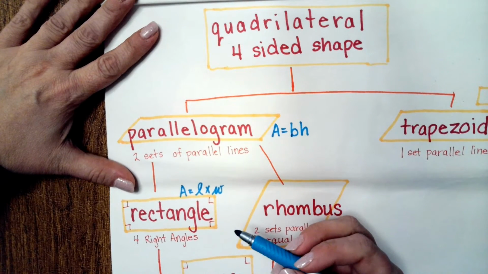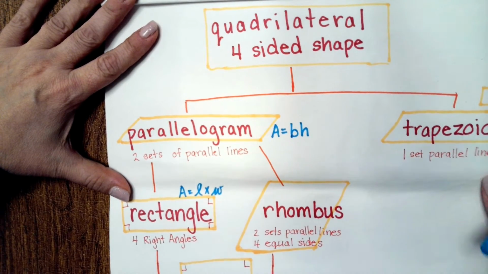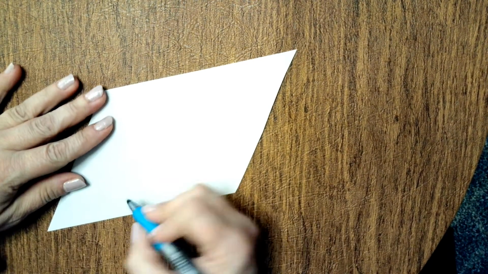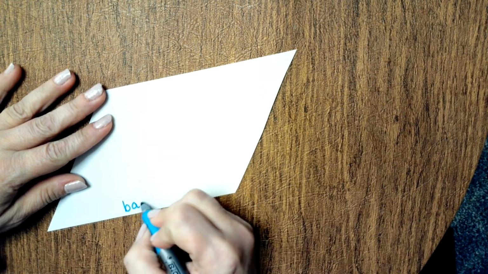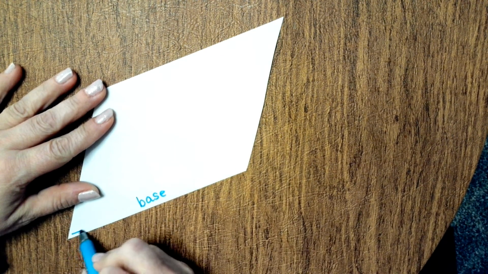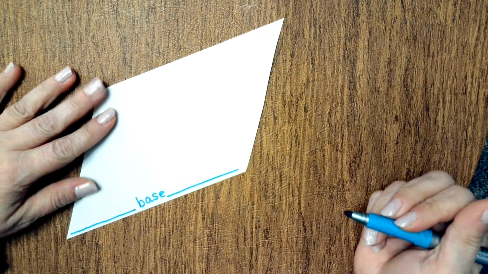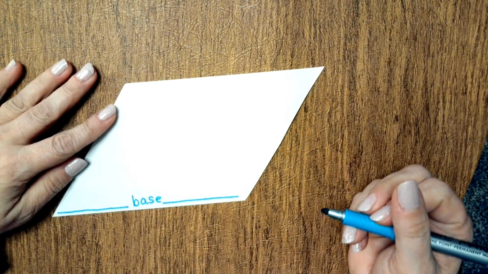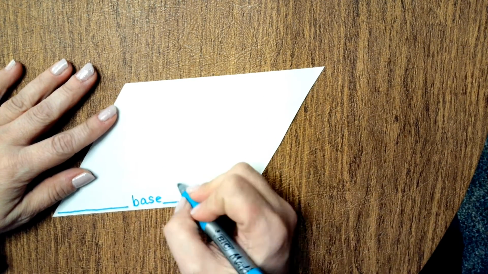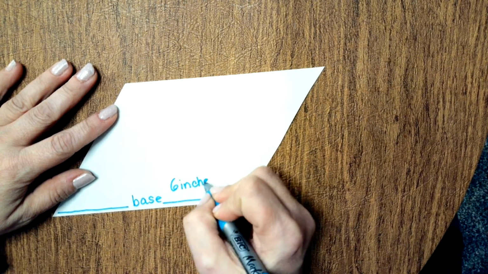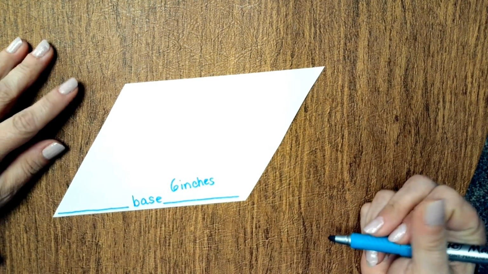Now let's talk about what this formula means. You can set your shape book off to the side. You're not done with it. You're going to want to be able to see it. This, my friends, is a parallelogram. This part here is the base. Now, I don't have my ruler out, but let's say that that's 6 inches. Maybe I get my ruler out and it's 6 inches.